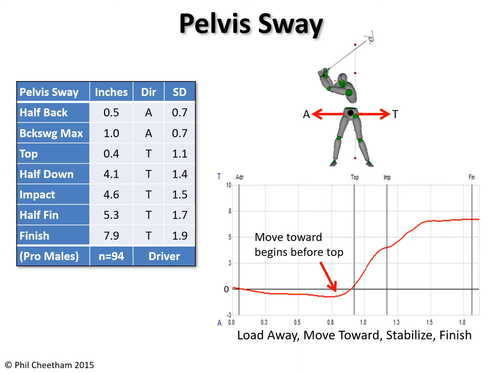So, in summary, the typical motion of the pelvis in the pro driver swing is: load the trail leg by swaying slightly away from the target during the backswing. Then begin the move toward the lead leg before top of backswing. Move rapidly toward the lead leg and stabilize just before impact. Then after impact, continue moving toward the target during the follow-through and stabilize for finish.